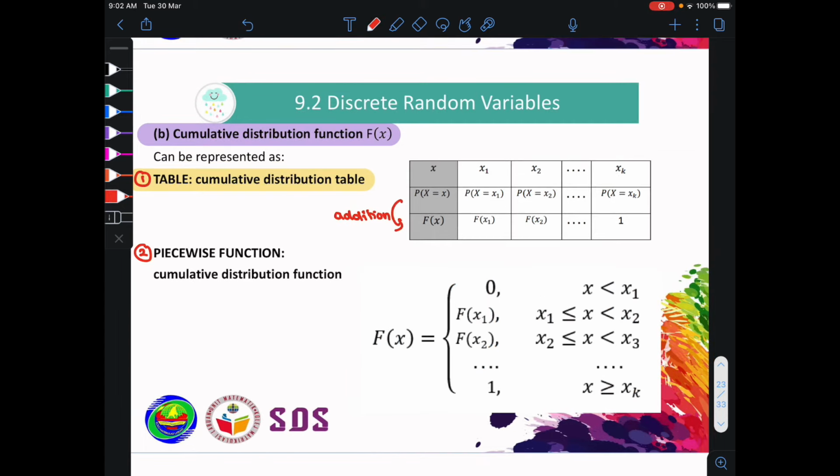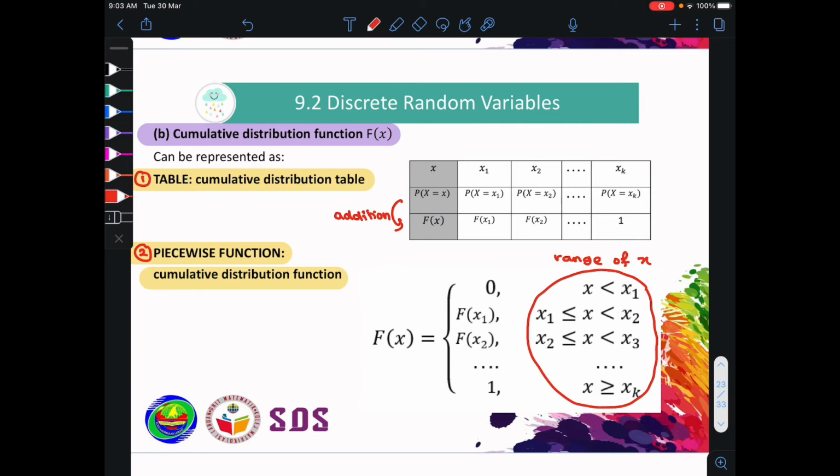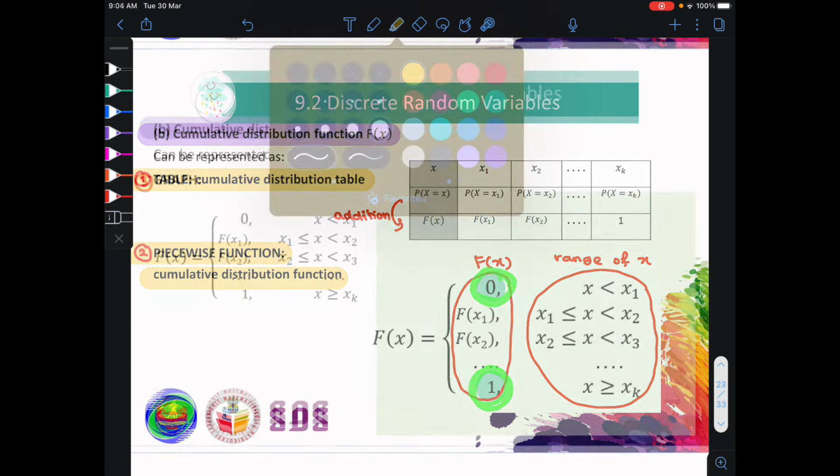And in order to find F(x), we need to do addition. And make sure that the end value of F(x) is always equal to 1. We can also write F(x) as a piecewise function or cumulative distribution function. To write F(x), you're going to need to use the table. On the right hand side, this is where you need to write the range of x. And on the left hand side, that is where you need to write your F(x). And for the piecewise function, make sure that F(x) starts with 0 and ends with 1.